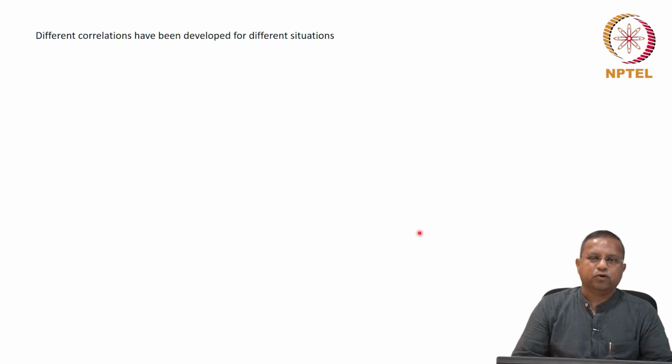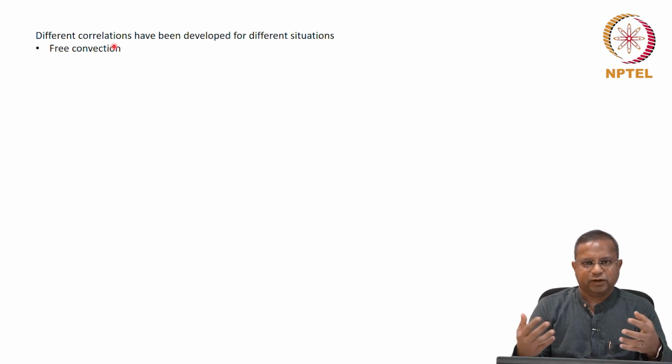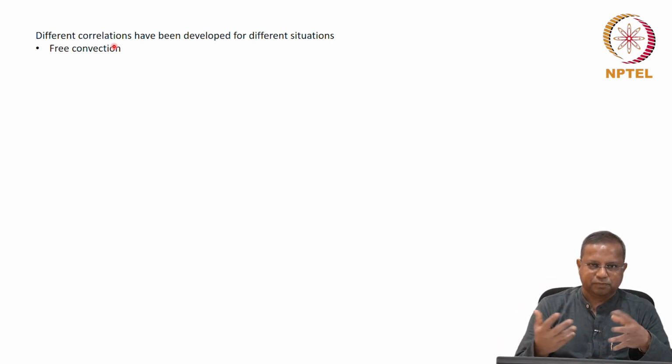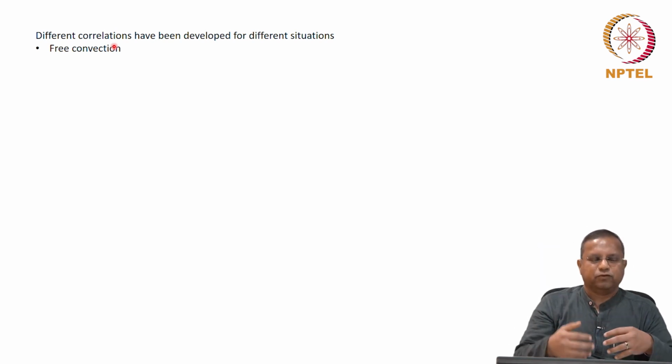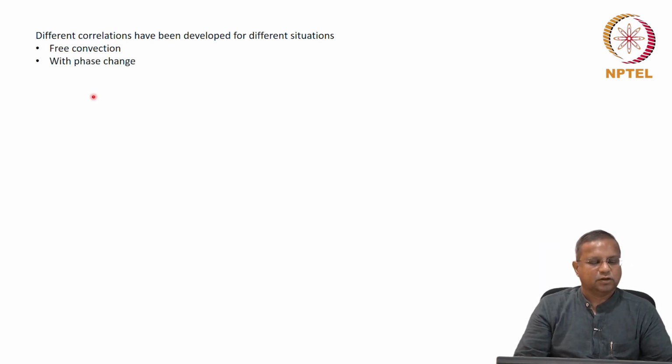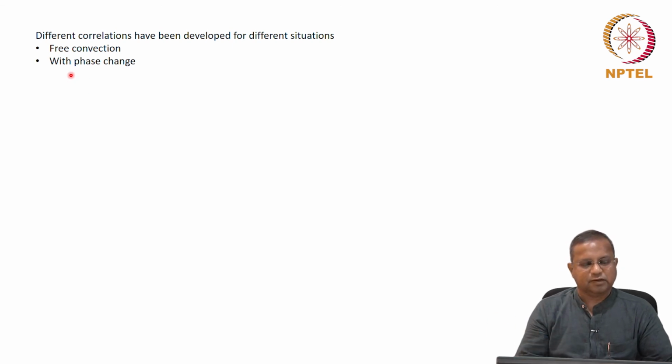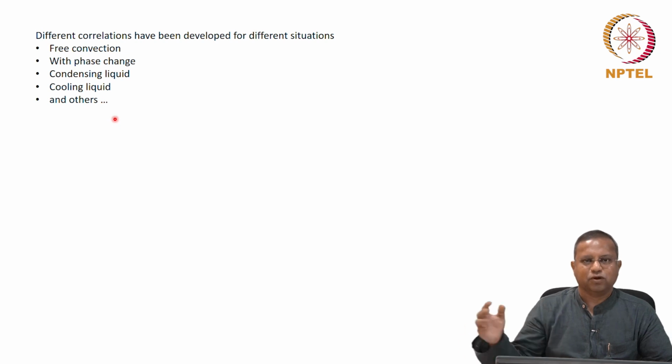So, you use different correlations that have been developed for different conditions in the literature. You have correlations that are very different for free convection, when temperature differences in the fluid set up density differences, and therefore the flow occurs. Lower density fluid rises, the higher density fluid drops, and therefore a flow occurs. That is free convection. There could be phase changes that occur in these cases. When a phase change occurs, a totally different correlation is valid, even in the earlier case. If you have a condensing liquid, then a different correlation. If you have a cooling liquid, then a totally different correlation, and so on and so forth.